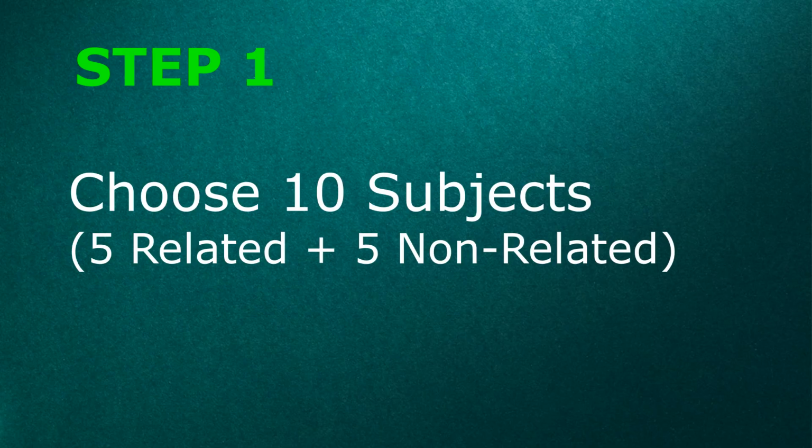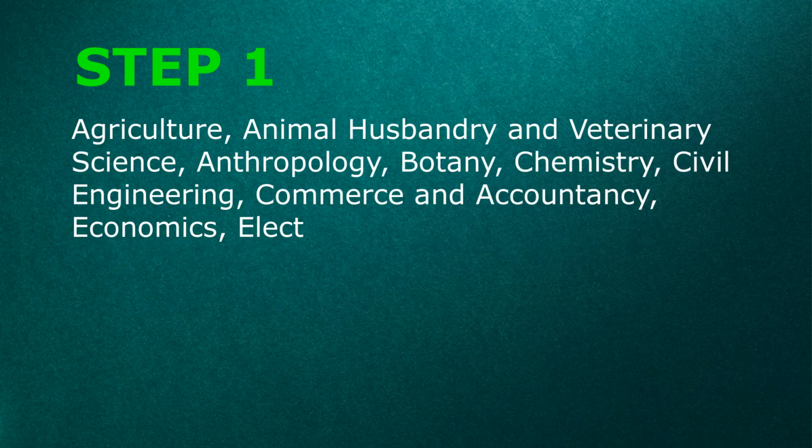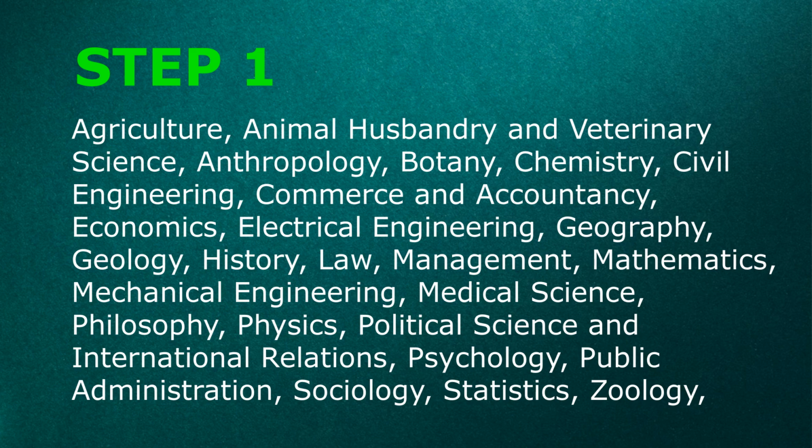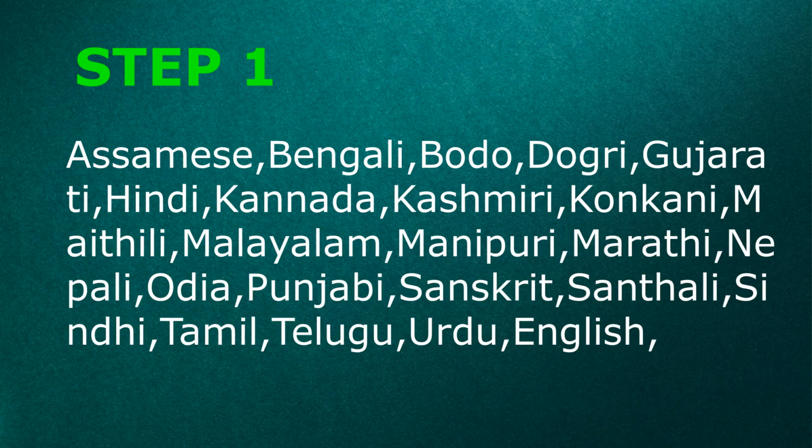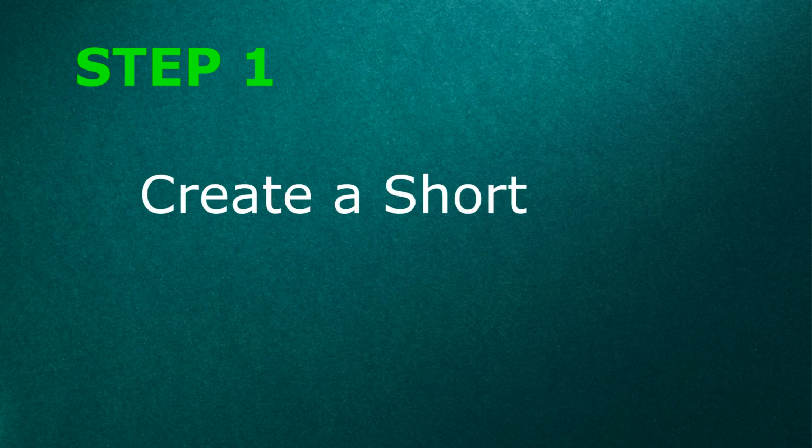Step 1. Choose 10 subjects. 5 related plus 5 non-related subjects. UPSC offers 48 optional subjects, 25 general subjects, from agriculture to zoology, and 23 literature subjects, from Assamese to Urdu, including English literature. As mentioned, your first task is to create a shortlist of 10 subjects.